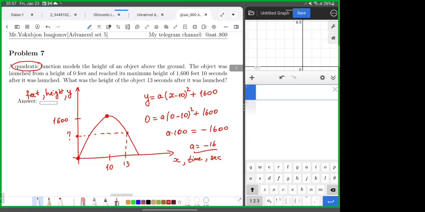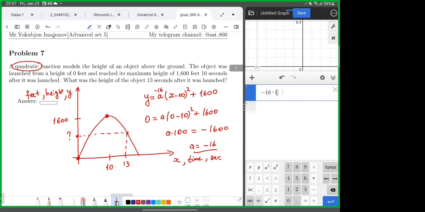Now you have solved it, and your parabola is ready: minus 16 times (x minus 10) squared plus 1600. When you plug in 13, you can find the height. So it will be minus 16 times (13 minus 10) squared plus 1600. You can see the answer is found: 1456.